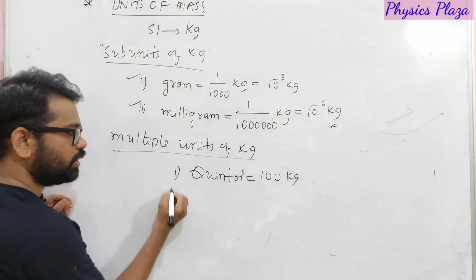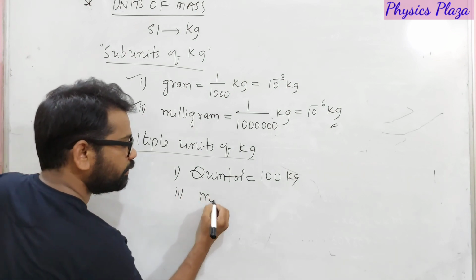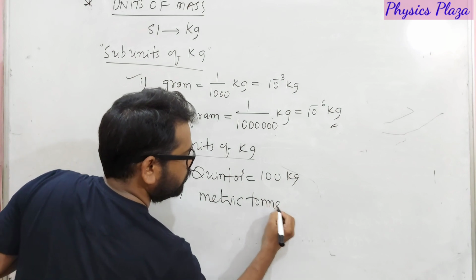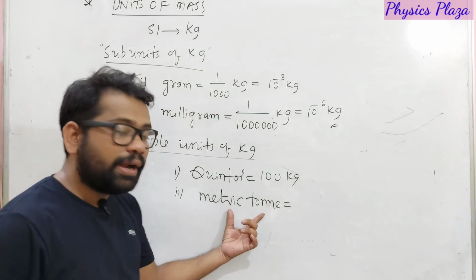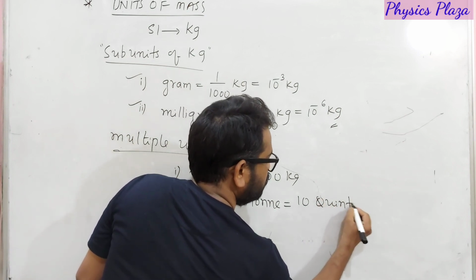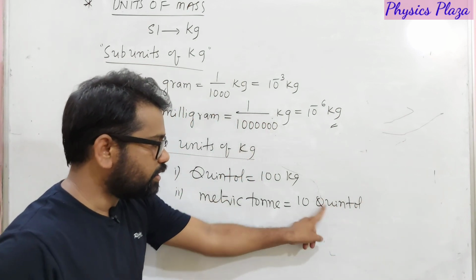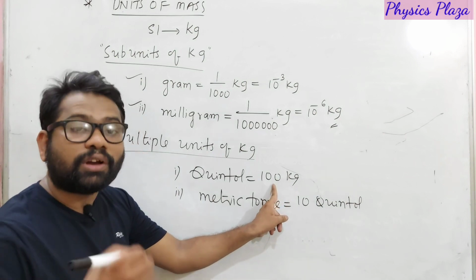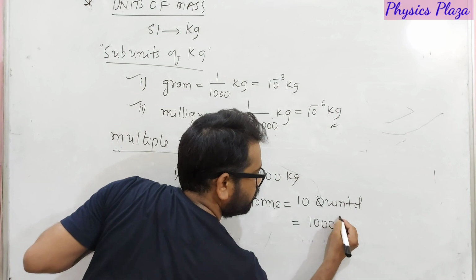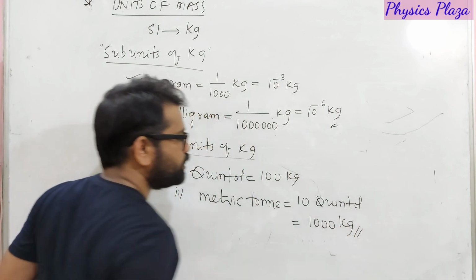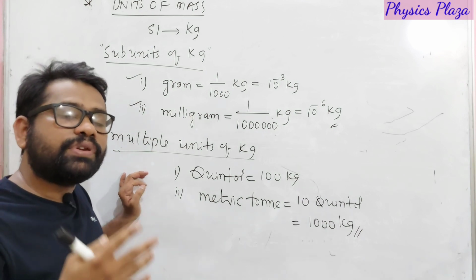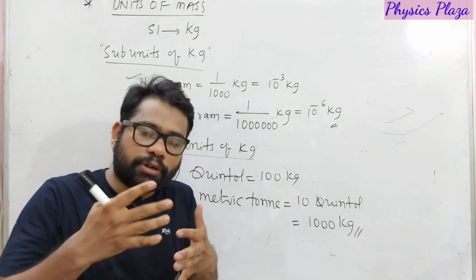First one which we will be learning. Then second is metric ton. So 1 metric ton is equal to 10 quintals. As 1 quintal is equal to 100 kg, 10 into 100 will become 1000 kg. So here 1 metric ton is equal to 1000 kg. So dear children, these are the subunits and multiple units of kg, which we can use in our day-to-day life.